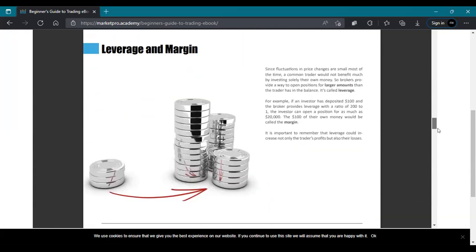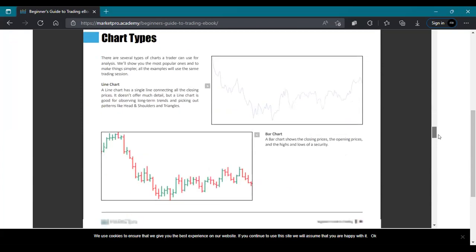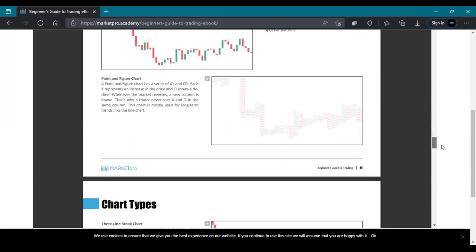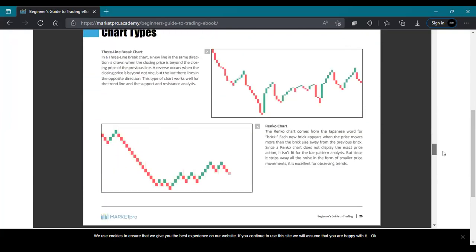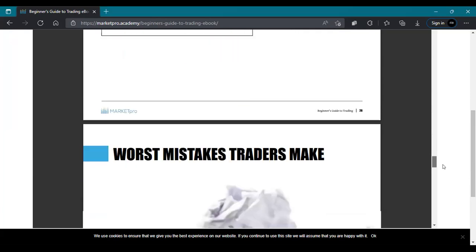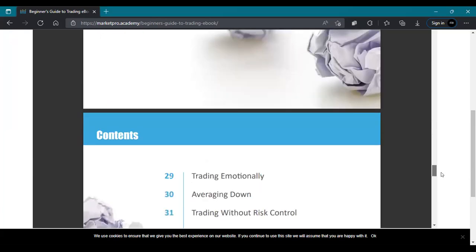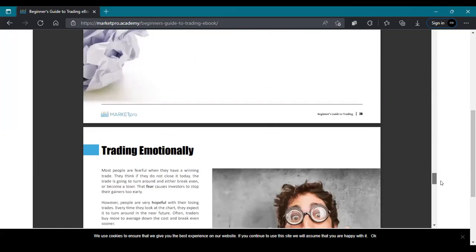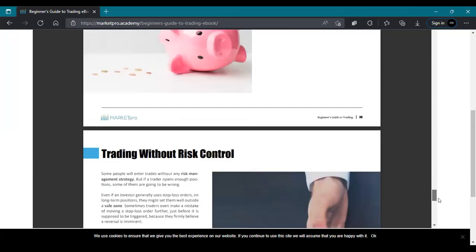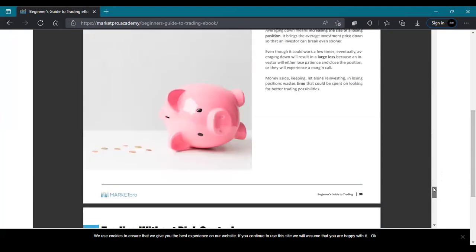What is leverage, chart types, bar charts, line charts, candlestick charts. All the types of charts you're going to come across in trading, they've explained every single thing here. What mistakes traders make, like trading emotionally, they talked about it here, averaging down. Every single piece of information is here for you.